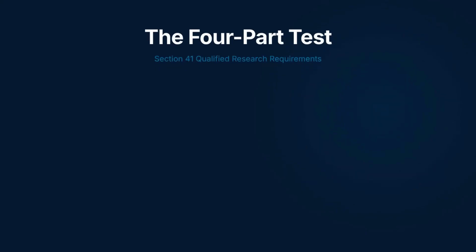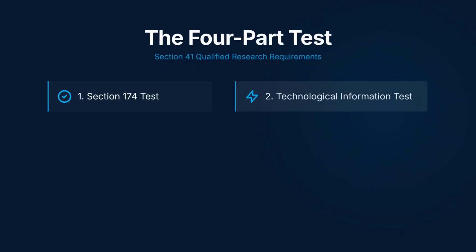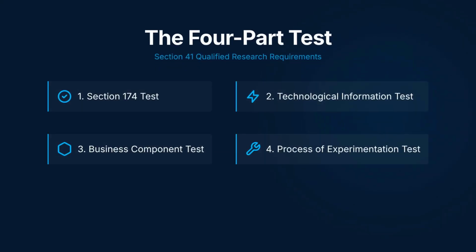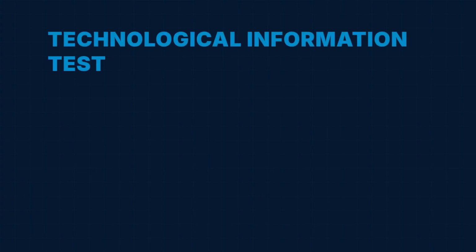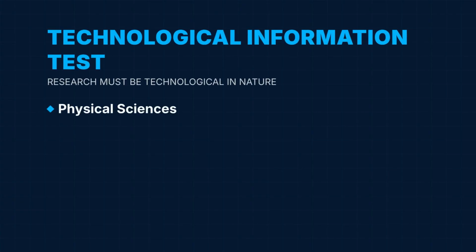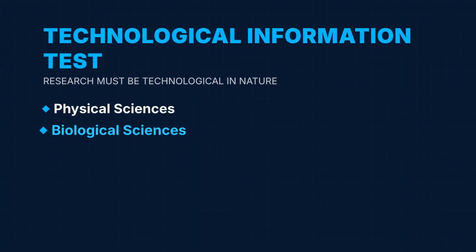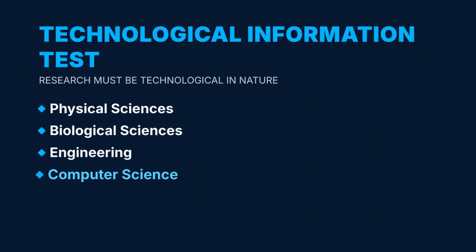Under Section 41, 4 specific requirements must be met for an activity to be considered qualified research. Let's break them down. First is the Section 174 test. The taxpayer must show that information objectively available did not establish the appropriate design, and that they undertook activities to eliminate that uncertainty.